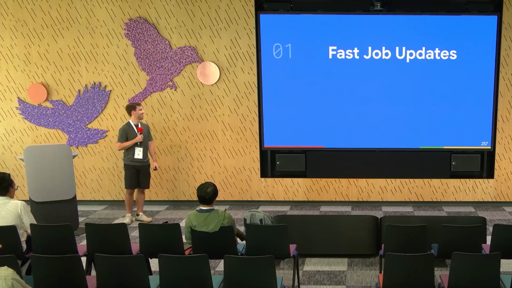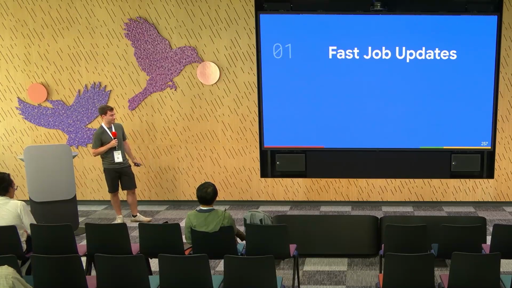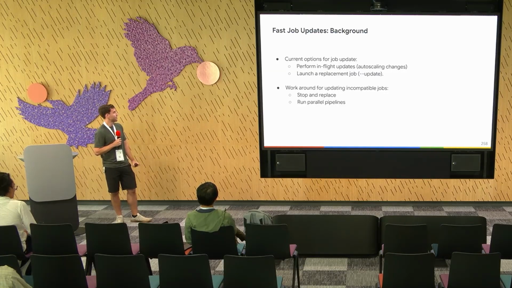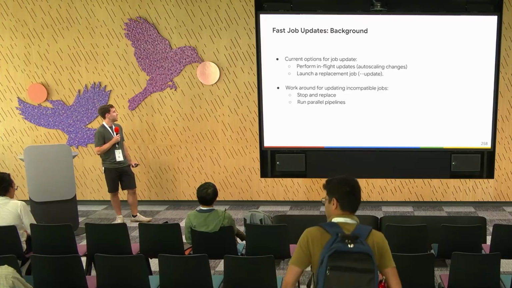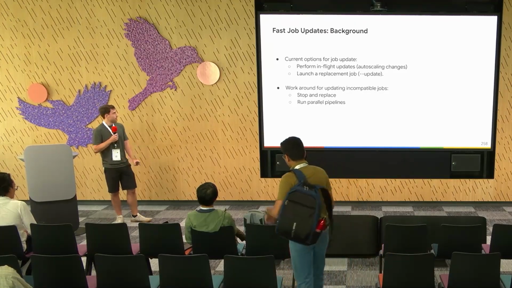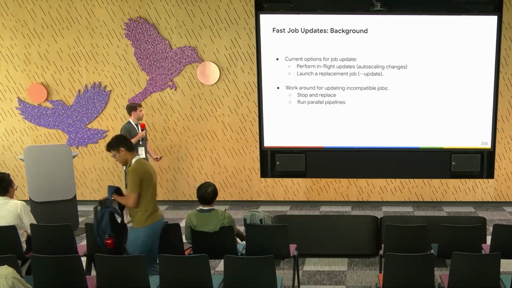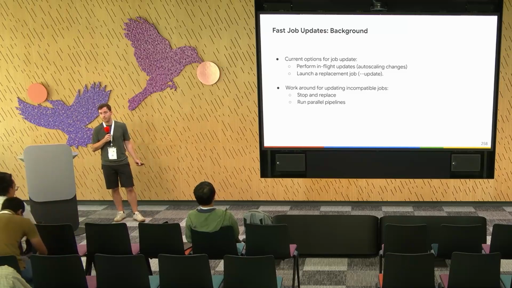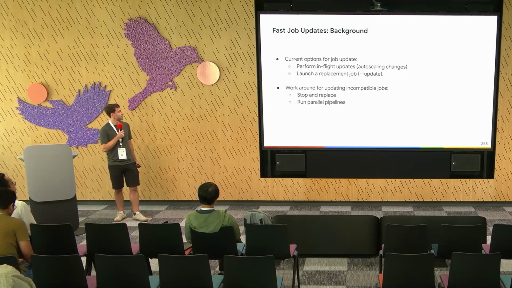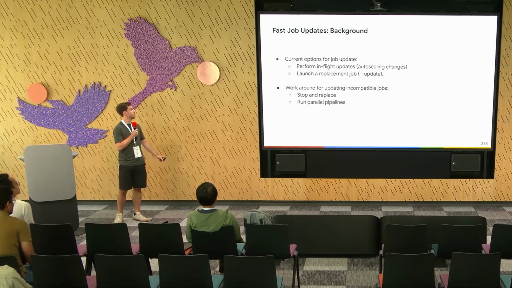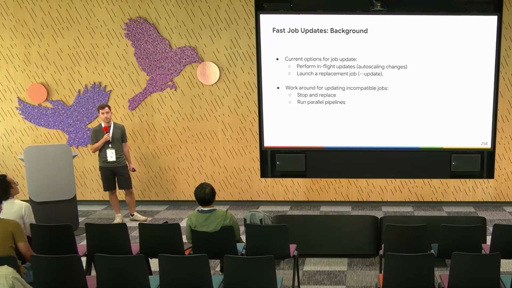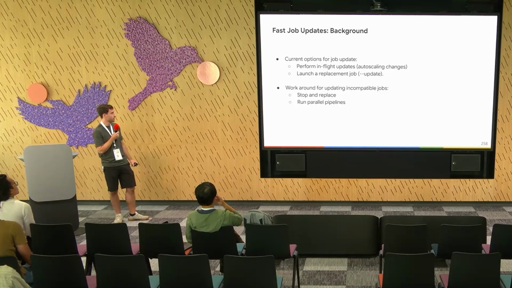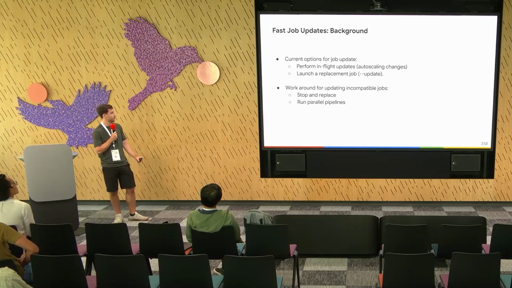So first, fast job updates. Traditionally, if you want to update your Dataflow job, you can perform an in-flight update, which is only modifying the total number of workers, the min and max workers, or some auto-scaling parameters like the target CPU utilization. Otherwise, you can launch a replacement job with the update option.